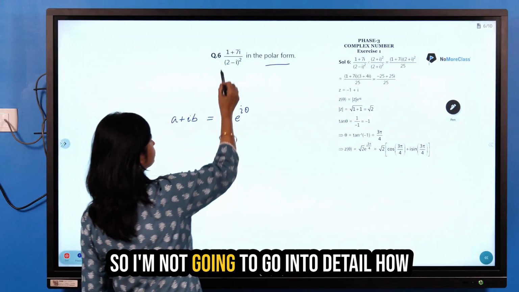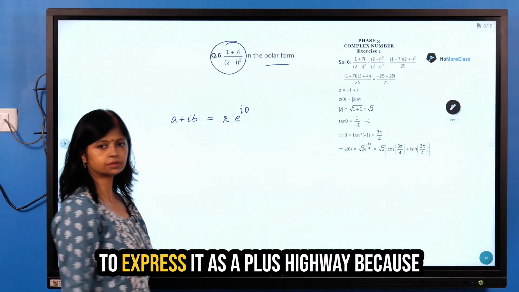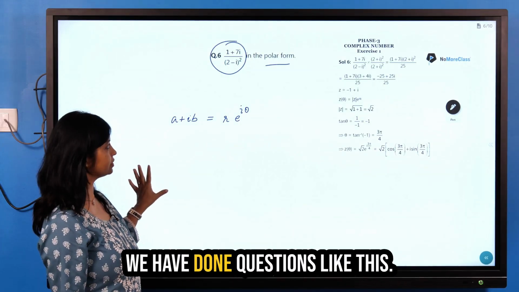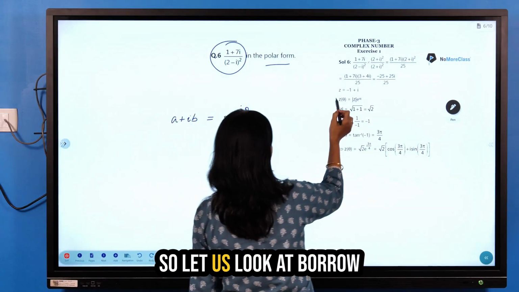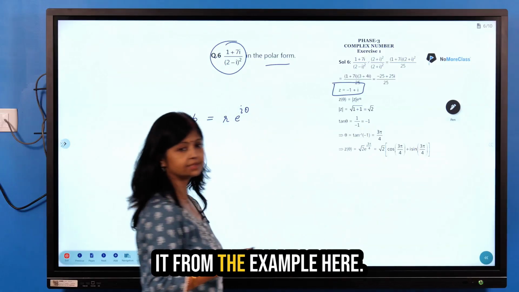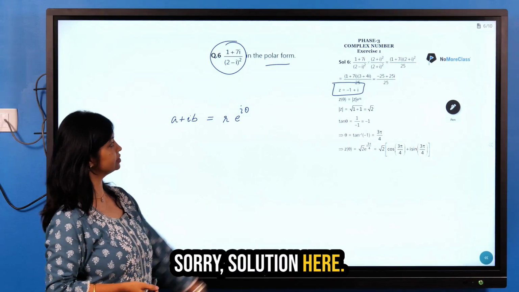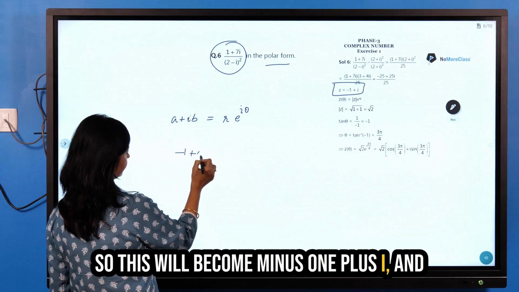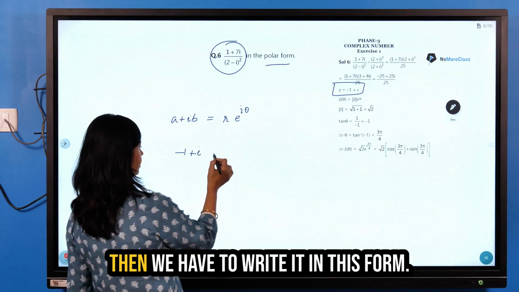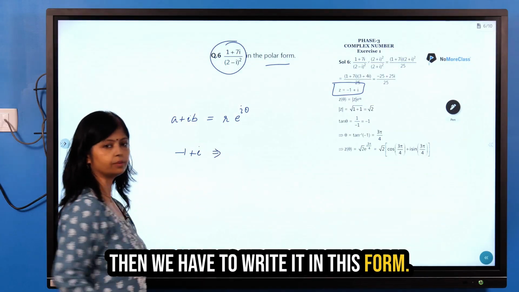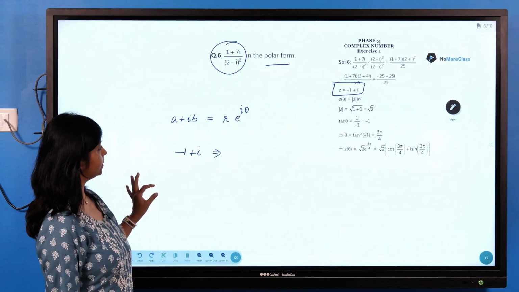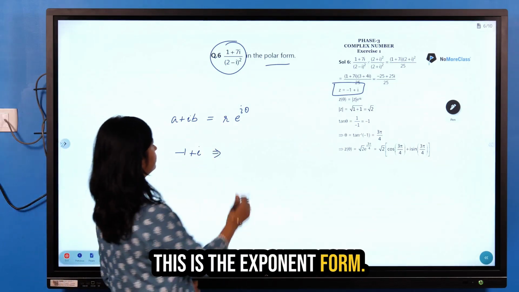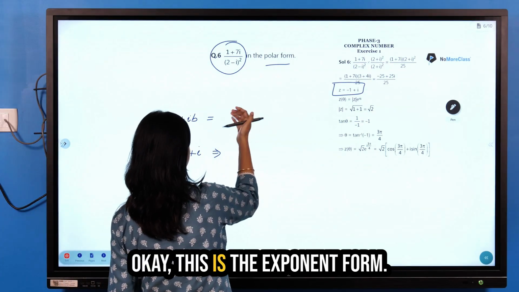I'm not going to go into detail how to express it as a plus ib because we have done questions like this. So let us borrow it from the example here, the solution here. This will become minus 1 plus i, and then we have to write it in this form. This is the polar form. This is the exponent form.